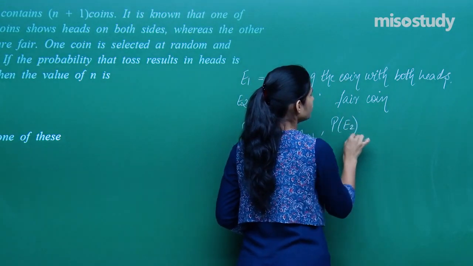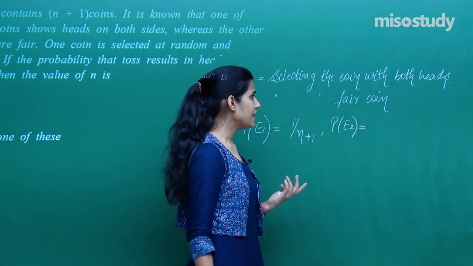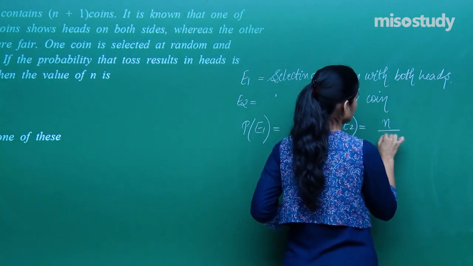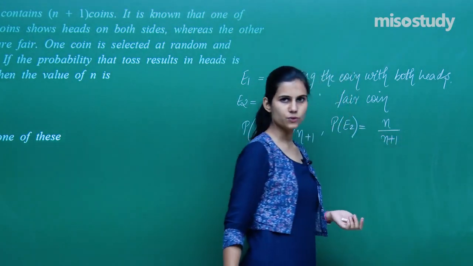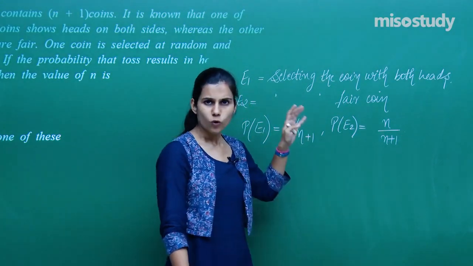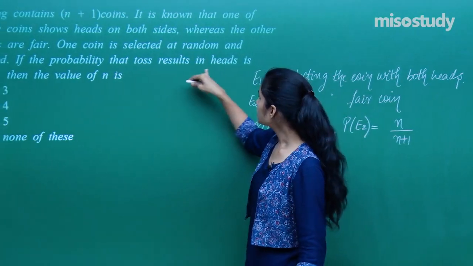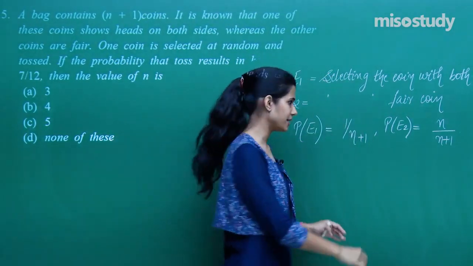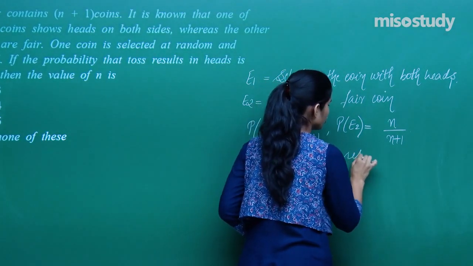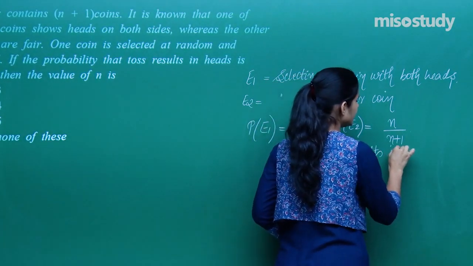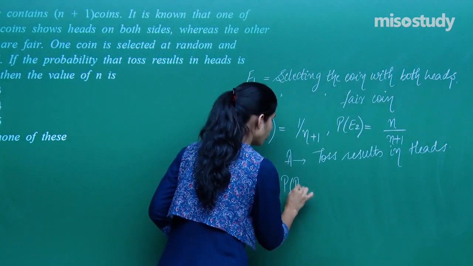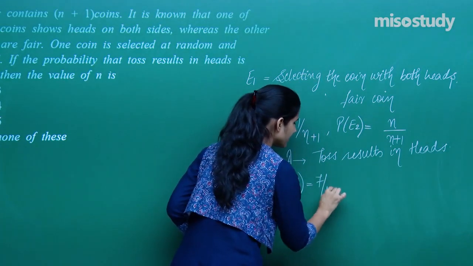Similarly, probability of E2 will be what? Out of the n plus 1 coins, n coins are fair coins and total number of coins is n plus 1. So, n by n plus 1. Understood? Once you have this, question is, probability that toss results in heads is 7 by 12. So, if I take the event A as toss resulting in heads, you are given that probability of A is actually 7 by 12.